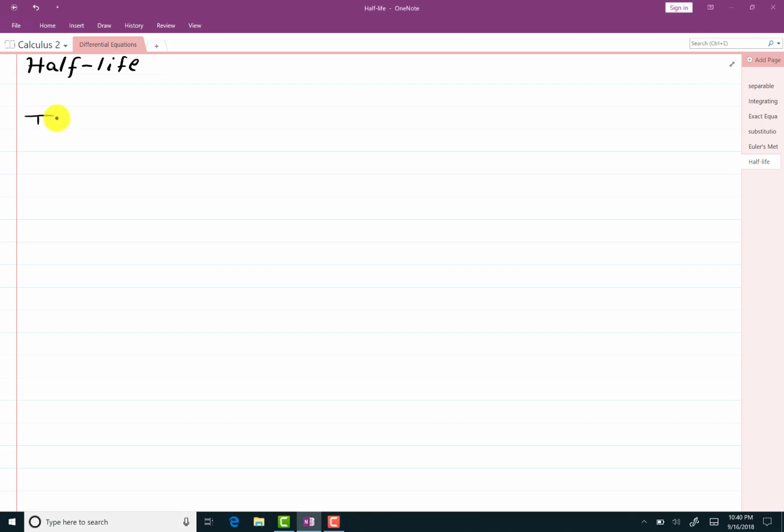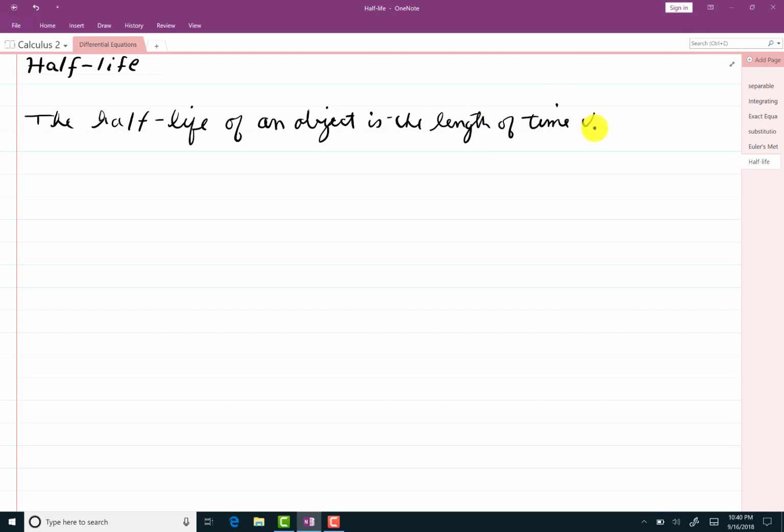The half-life of an object is the length of time it takes for 1/2 of the mass to disappear.